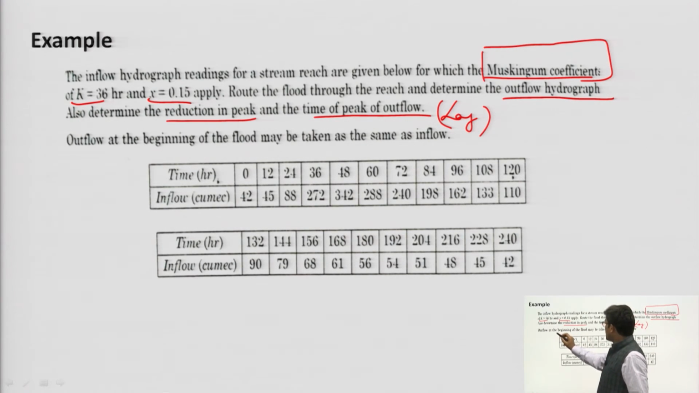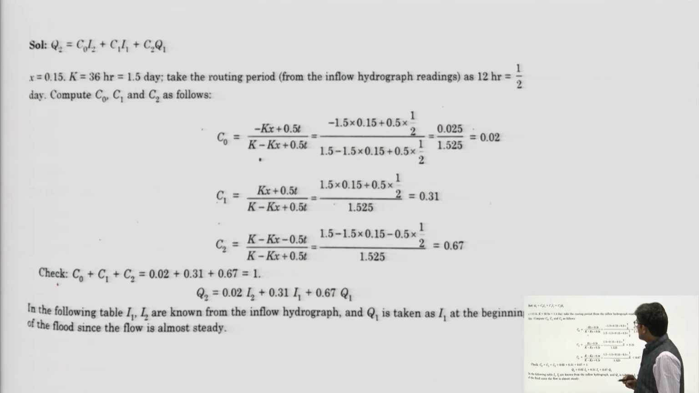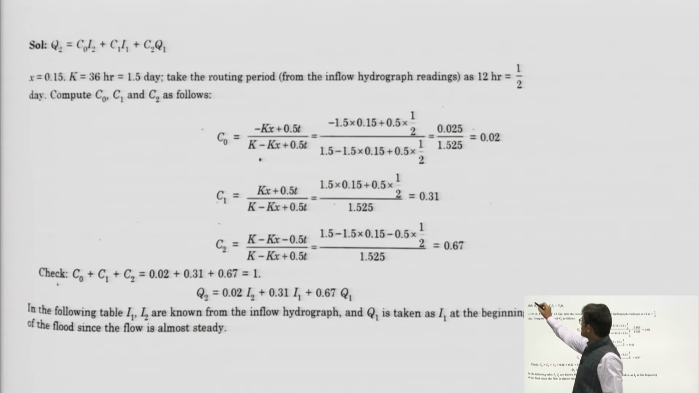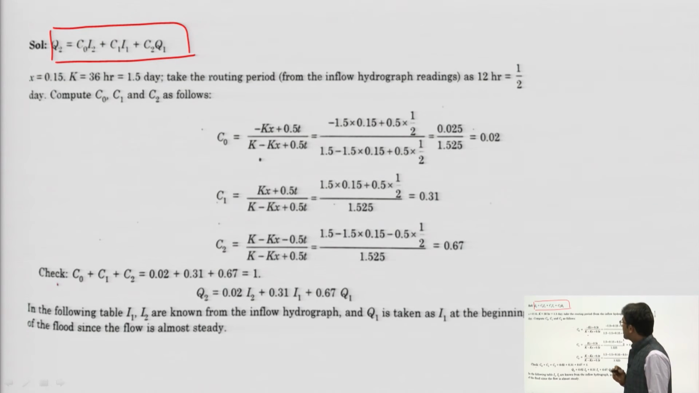One more thing is given: outflow at the beginning of the flood may be taken same as the inflow. That is given, at the initial time. So it is very simple. We will use this one equation that has been proposed by Muskingum.